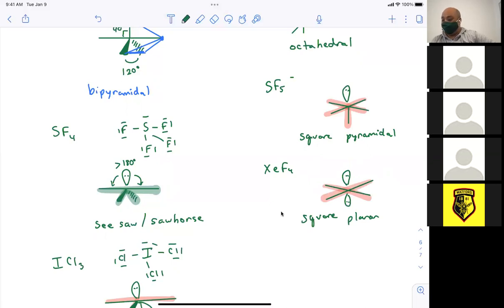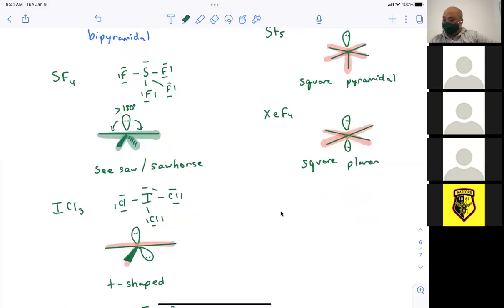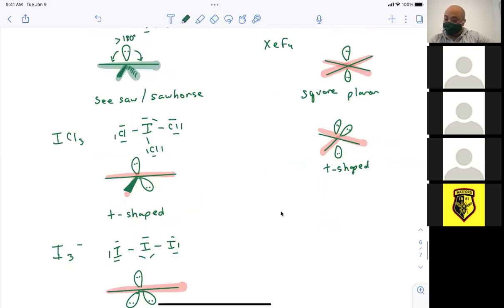Okay. Now you can keep going, and then it stops mattering which one you take apart. So you can do this. And what shape is this? T-shaped. And then you can go again.